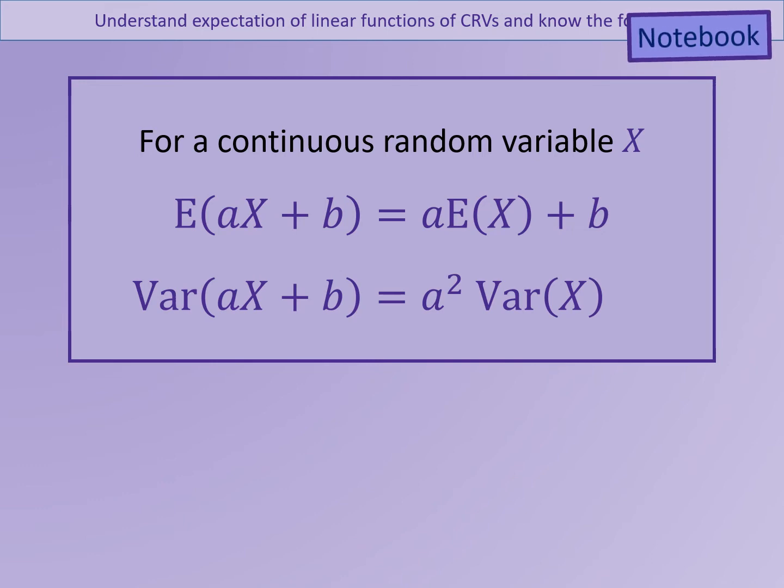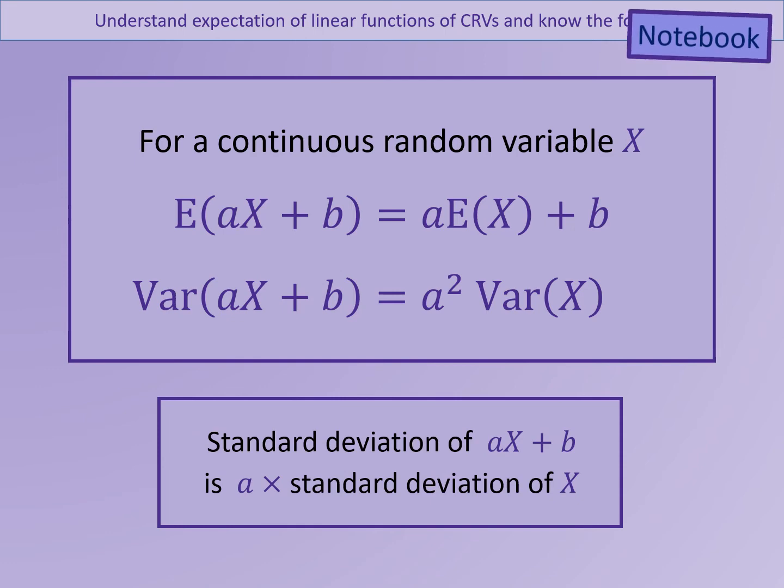So this brings us to these two formulae. For a continuous random variable x, the expected value of a linear transformation ax plus b just becomes a times the expected value of x plus b. And the variance of ax plus b just becomes a squared multiplied by the variance of x.